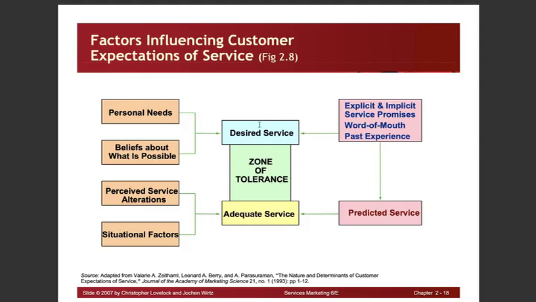So desired service is the most preferable condition of service asked by the customers. And adequate service is the least condition. It is the minimum requirement of the service. So this one is the basic and this is the top. In between we call it the zone of tolerance. This is the area where the customer will be satisfied with your service.